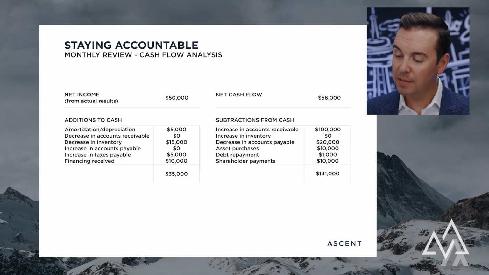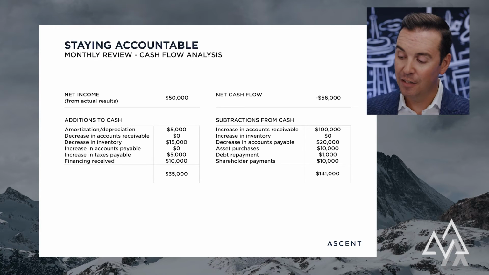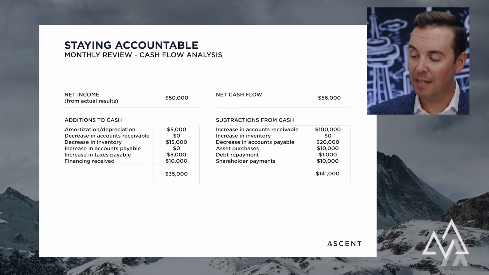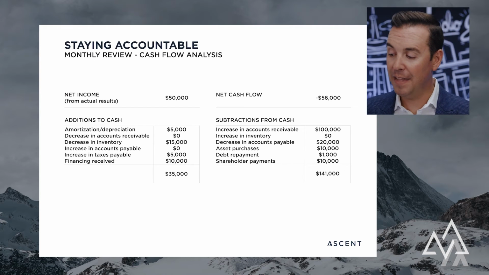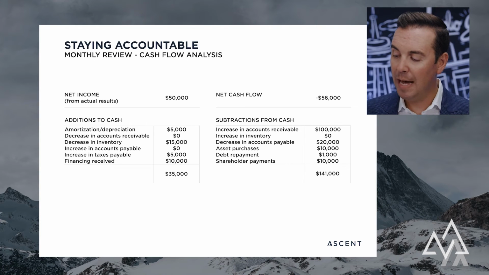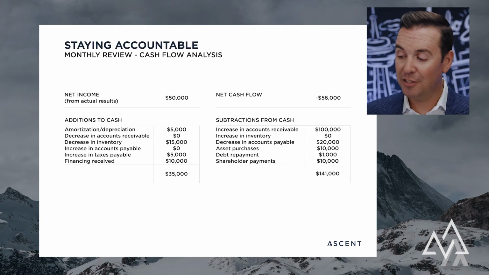When we look at this specific example, guys, we start with a net income of 50. We've added $35,000 of cash into the resources inside the company. That would put us up to $85,000. But we've then subtracted from our cash all of these changes in our working capital and our debt repayments. So we've actually spent $141,000. This puts us at negative $56,000 in our business. That is a very dangerous position to be in.